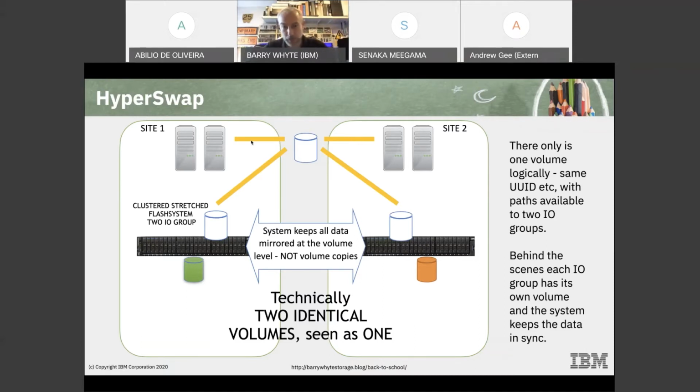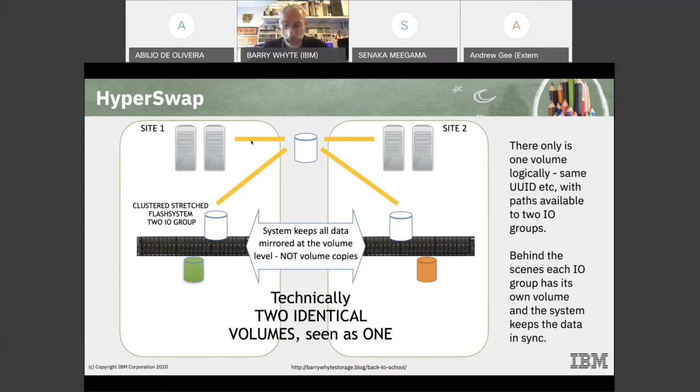So similarly to before, there is actually only one volume. So that volume that you see up at the top with the yellow lines going to it, that is the single volume that perceptually the hosts see. So it's one volume with a single unique identifier, and then both of the sites can see that volume. Behind the scenes, actually, there are 2 volumes. So the 2 white volumes, one at each site. It's just that they're presented at each site as an identical volume.